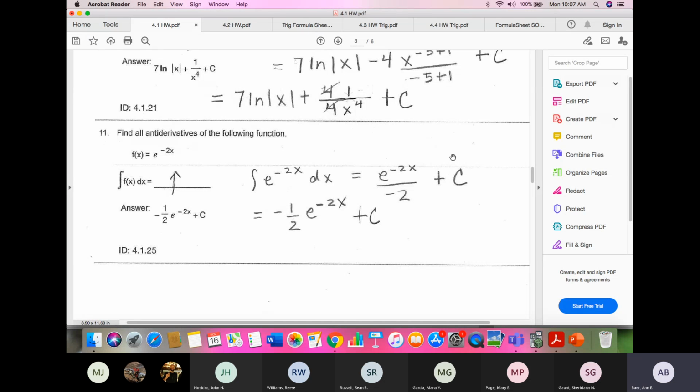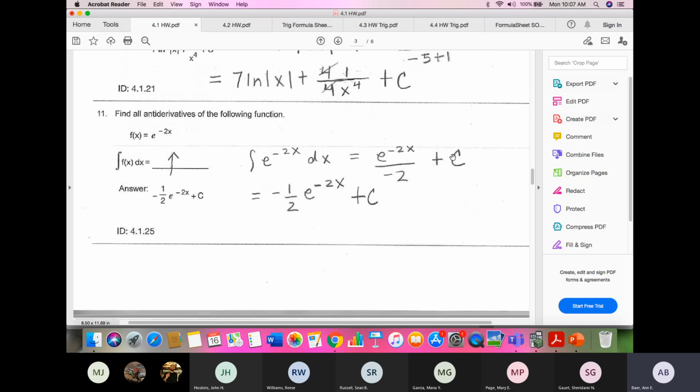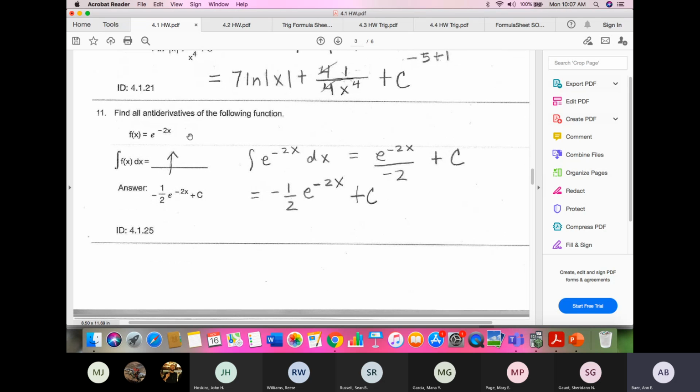So let's take a look at e to a power. We have not looked at e to a power yet. So if we want to find the integral of f of x dx, which is in this problem, which is equal to blank, we start off by putting in e to the negative 2x for f of x. And we get the integral of e to the negative 2x dx.